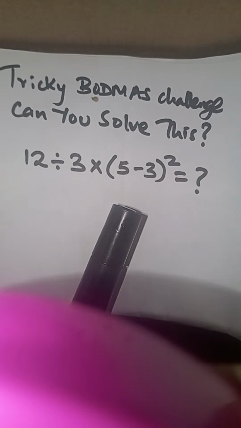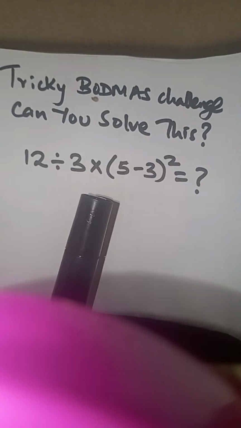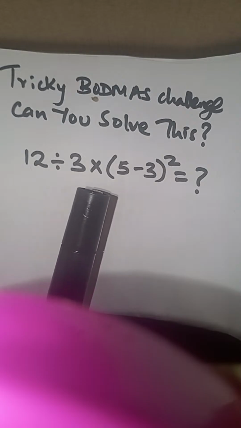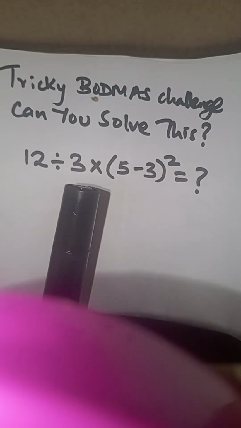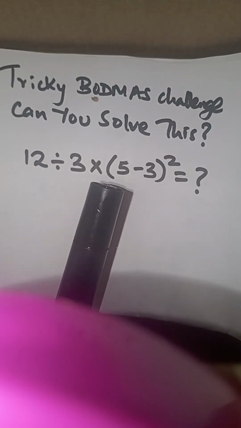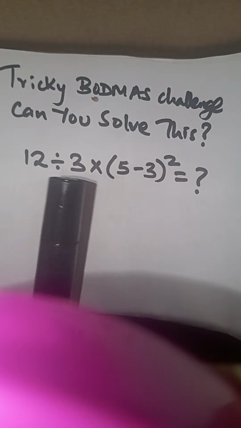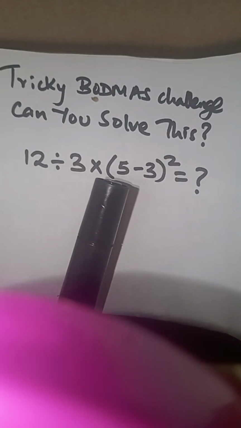Spiral honeycomb, then calculate the division. 12 divided by 3 is 4. Then multiply them by 4. You're gonna get 16. And then the answer is 16.